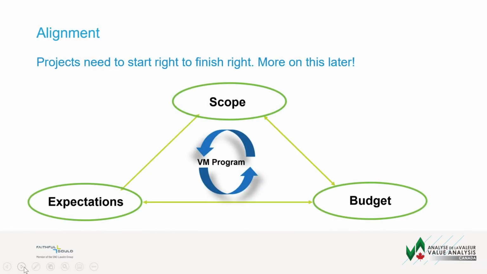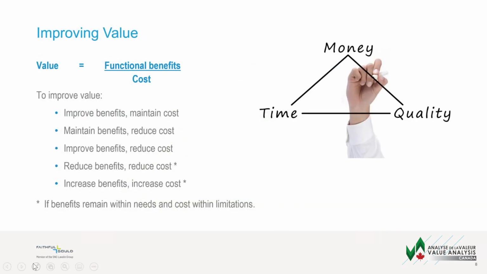So basically, projects need to start right in order to finish right. And we'll talk about this quite a bit more later. But basically, the value management program is a way of juggling the scope, the expectations, and the budget so that you can meet all three in the execution of your project. And there's many ways we can balance money, quality, and time to improve value.